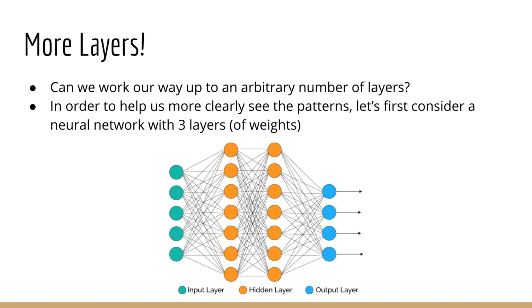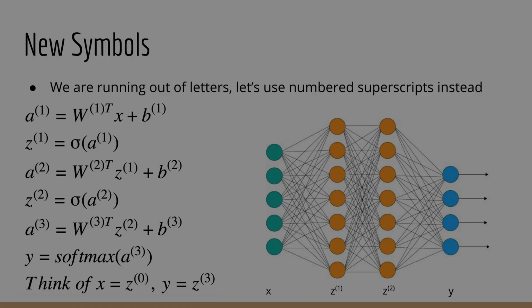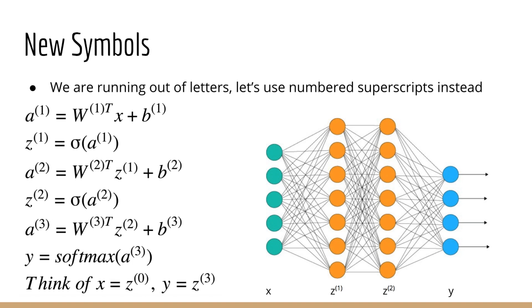To recap what we've done previously, we did logistic regression, which is 1 layer, and we looked at a neural network with 2 layers of weights. So a neural network with 3 layers of weights is a natural next step. Since we're running out of letters, we're going to use superscripts to represent our layer values and our weights.